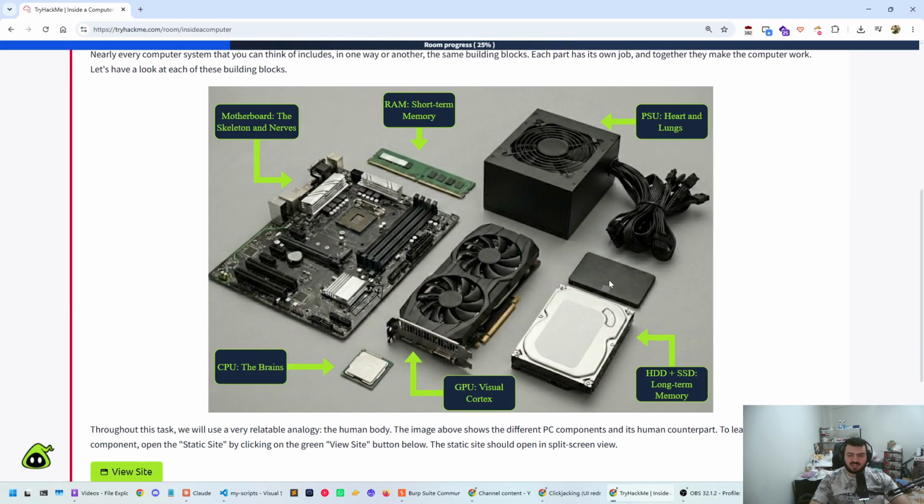Then you have HDD and SSD. HDD stands for hard disk drive, and SSD solid state drive. So these are the long-term memory. These are your hard disks, essentially, like your storage space. The difference between them, HDD is slower, but can be in much greater capacity because they are cheaper to make. They are the ones with spinning parts in between.